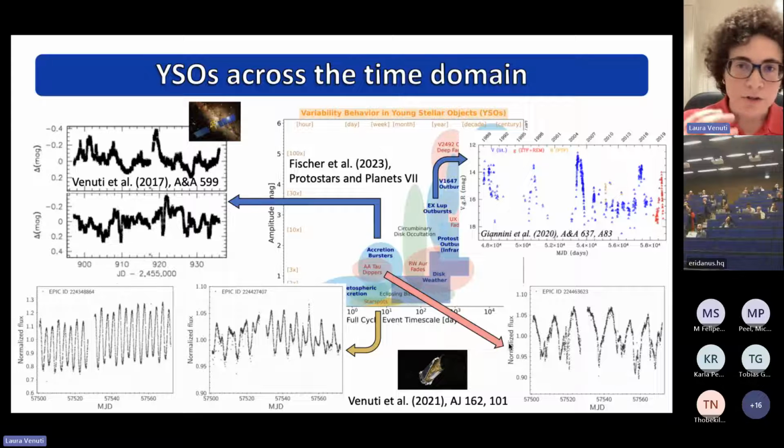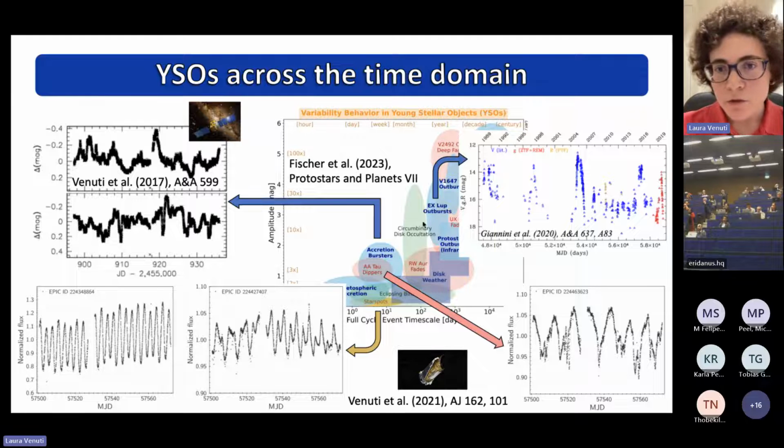So they hide part of the stellar photosphere periodically or recurrently, as the star in systems that are seen almost edge-on, or at high inclinations. And if we move out to longer baselines of years, the most prominent variability features that we can observe on young stars are outbursting behaviors that are also linked to accretion processes.